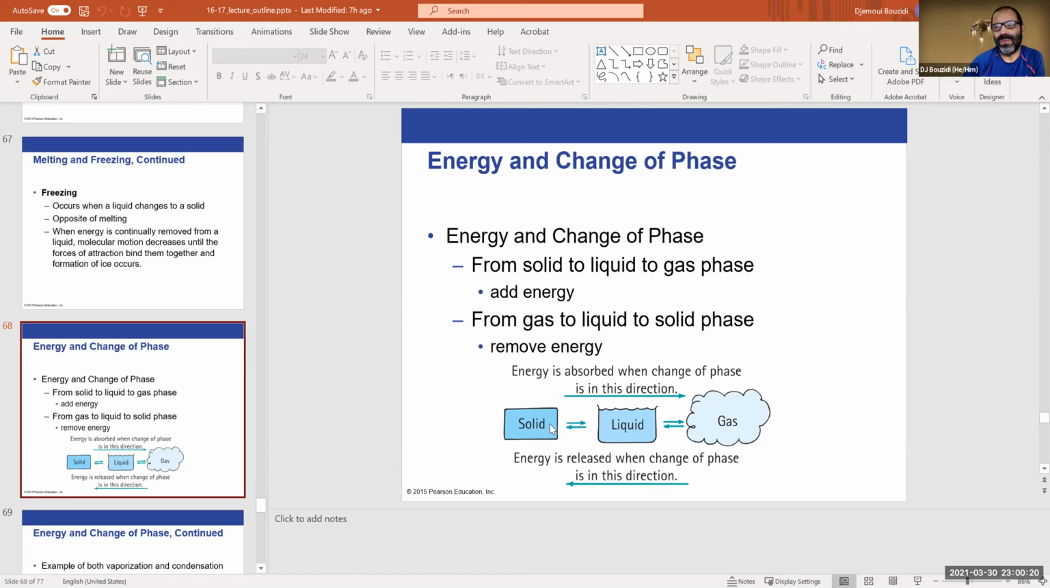Again, I mentioned this as part of the process of how energy is exchanged to go from one phase to the other phase, and vice versa, the opposite.